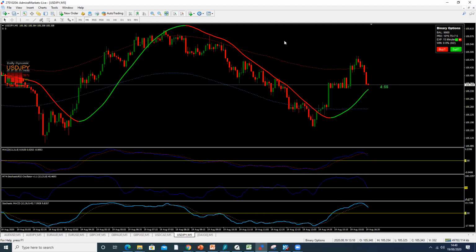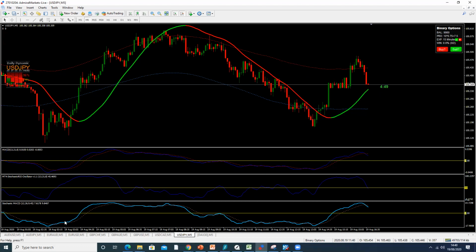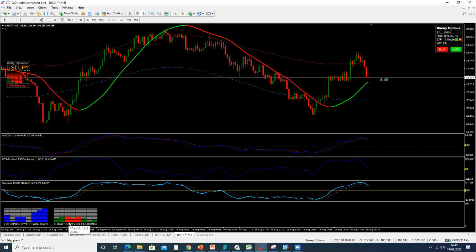Because look, this is the US, I could have bought on this one, but then I'm looking at my indicators down here, and it's telling me that USD is weak. And this is the Jappy. Jappy is also weak, but the USD has got 1, 2, 3, 4 bars. So it's much weaker.